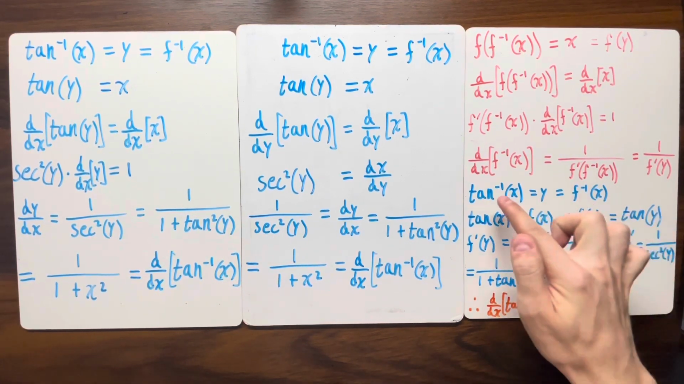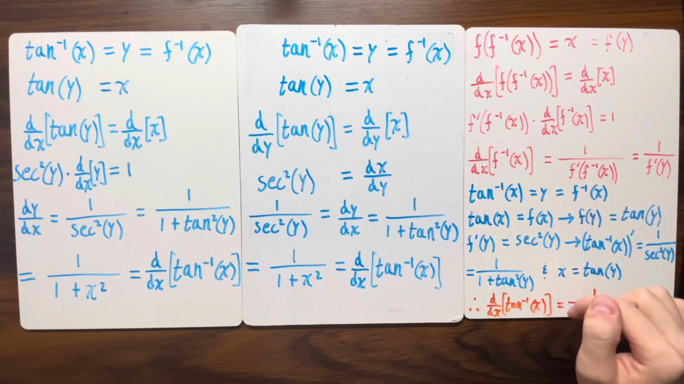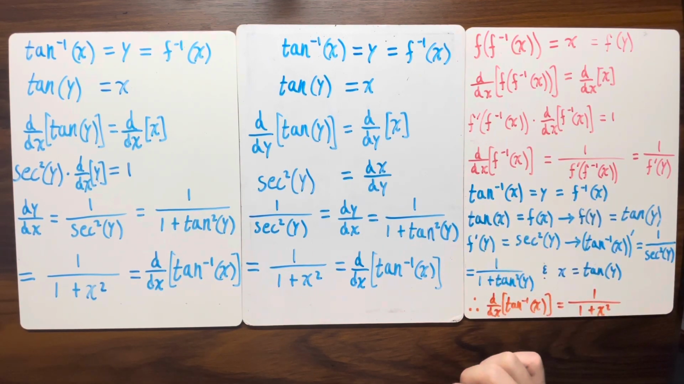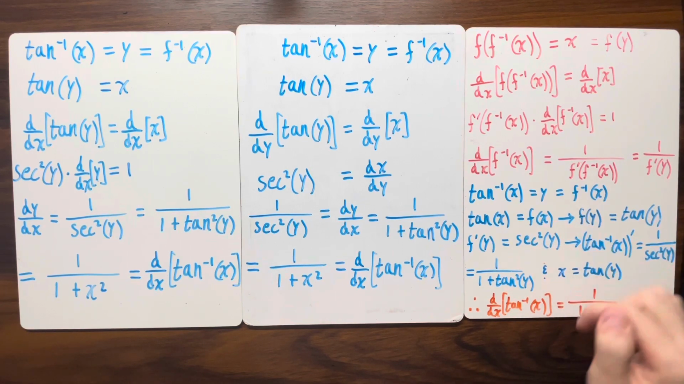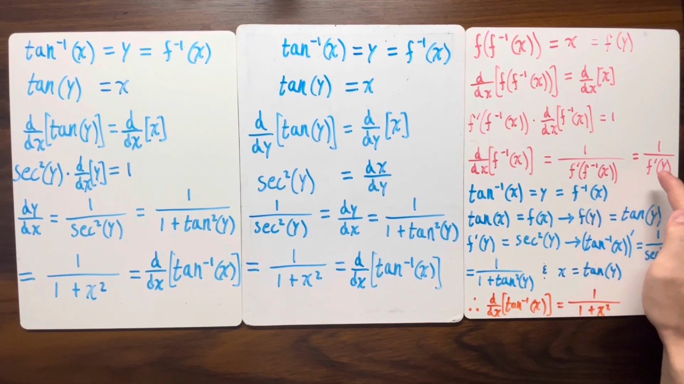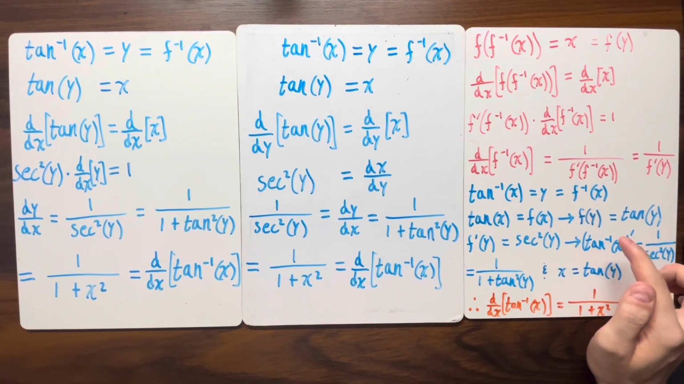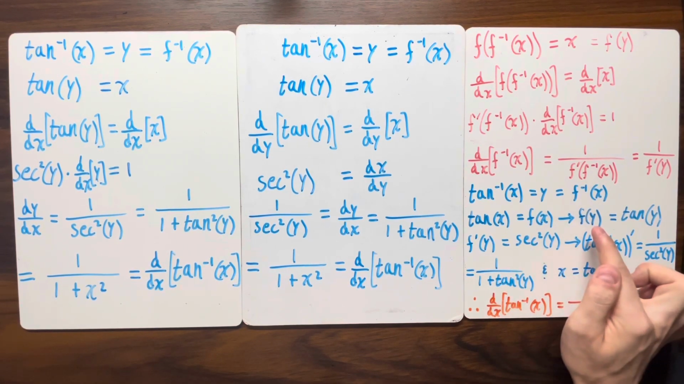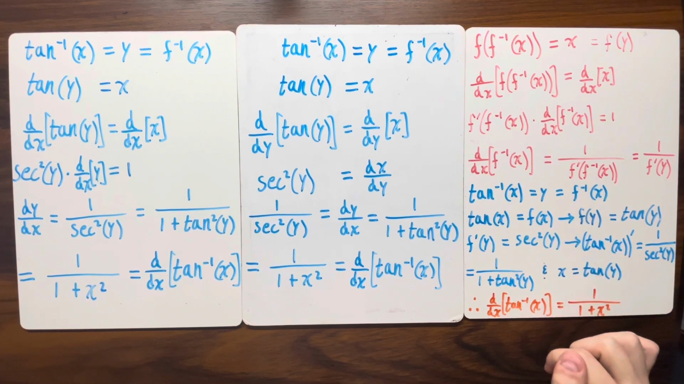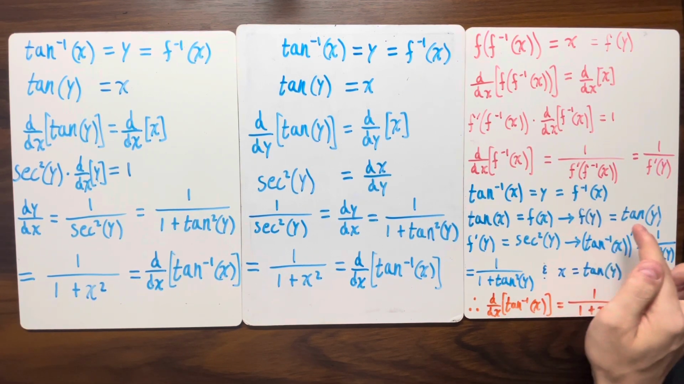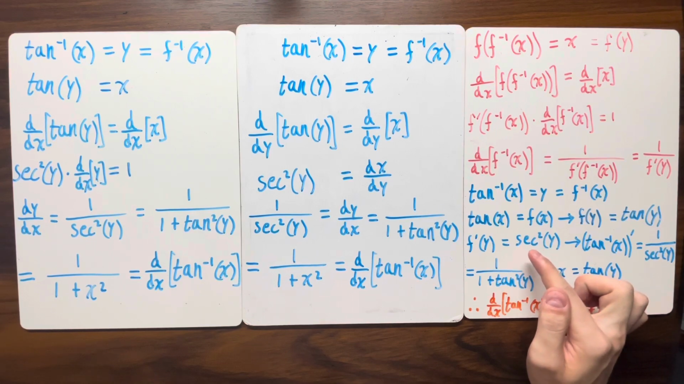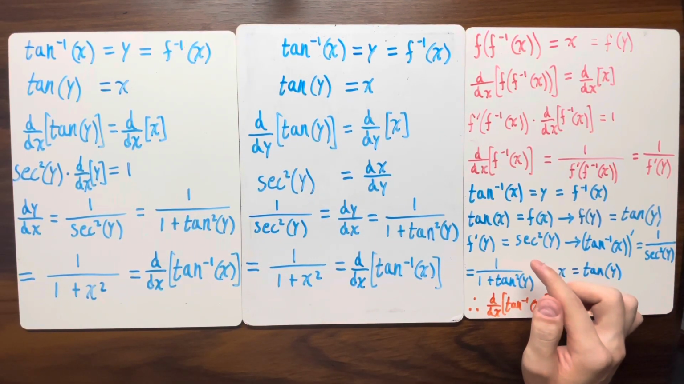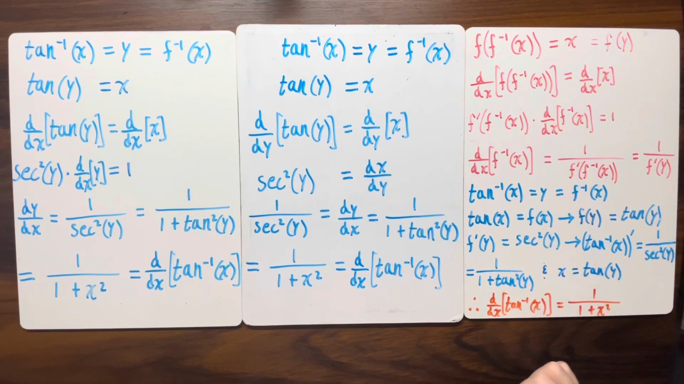So if tangent inverse of x is equal to f inverse of x, then f of x, the original, is just equal to tangent of x, the original function. But we don't want f of x, we want f of y. So finding f prime of y, we can say that f prime of y is equal to secant squared. Here we just plugged in a y instead of an x. So what is the derivative of tangent of y? Well, it's secant squared of y. We figured that out over here, as well as in another video.